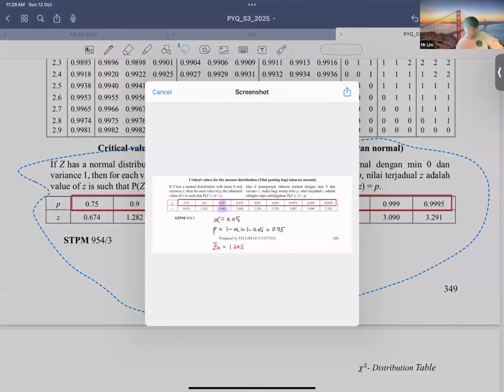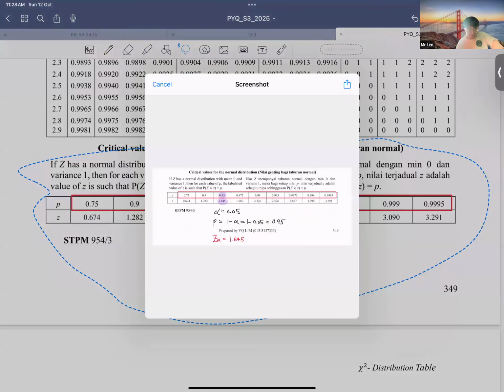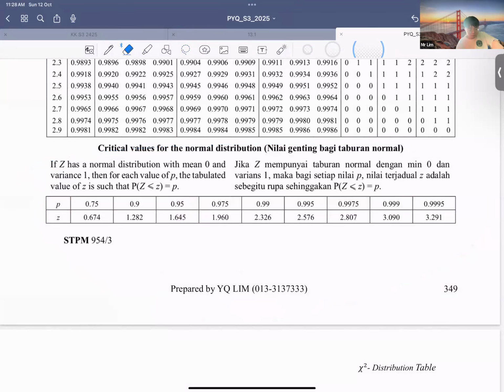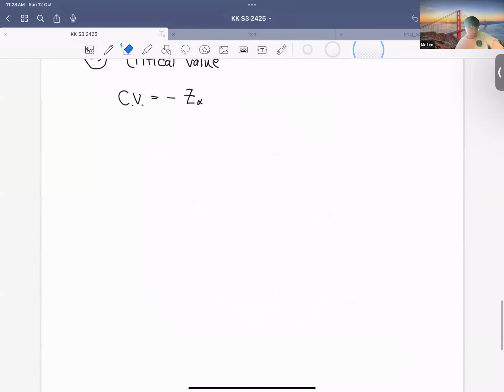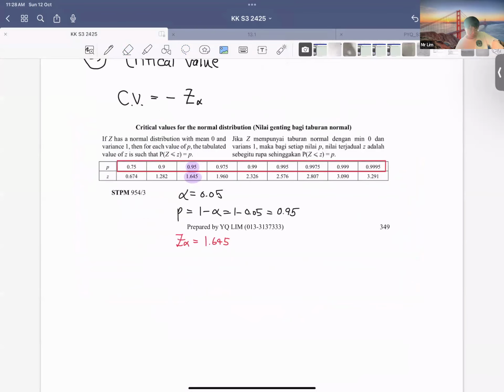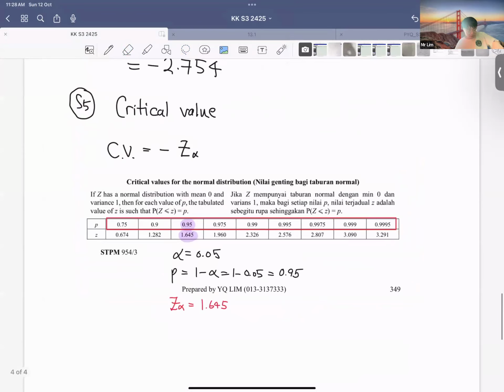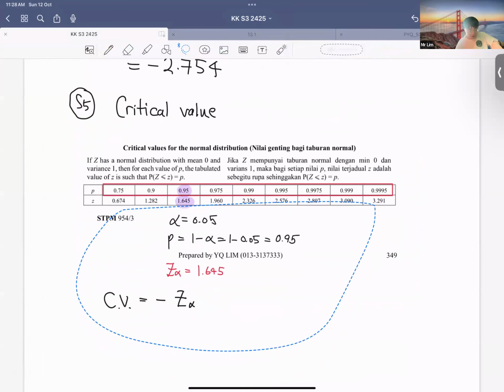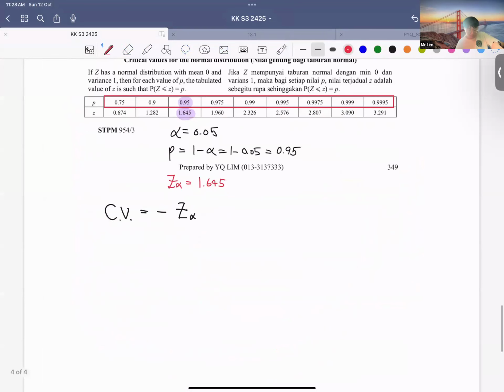Let me just show you this one. All right. So your Z alpha is 1.645. So your CV is equal to negative Z alpha, which is negative 1.645.